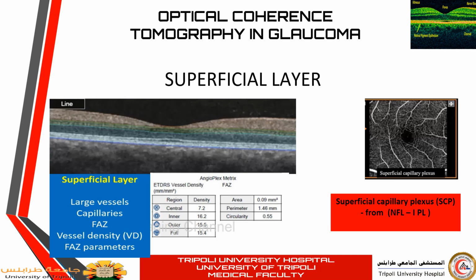The third picture is the superficial vascular layer, or superficial capillary layer, of the retina, which extends from the internal limiting membrane up to the inner plexiform layer, and it shows the vessel network in the superficial layers of the retina.